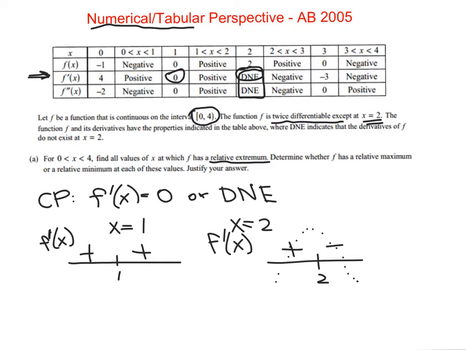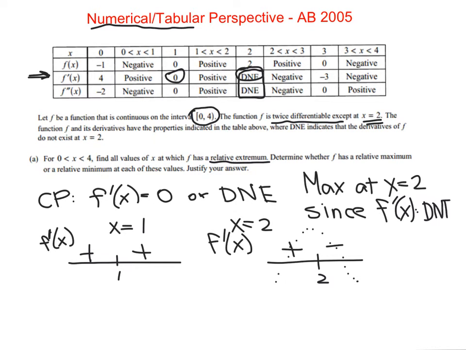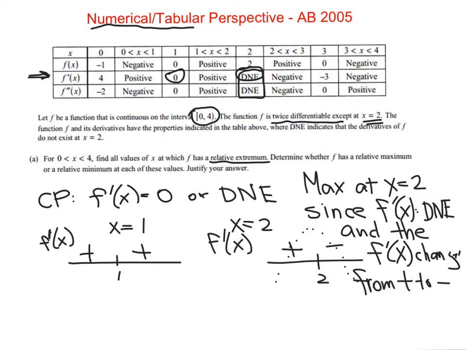So we would say then that we have a maximum at x equals 2 since f prime of x is D and E, and the sign of f prime of x changes from positive to negative at that point. Okay, great. Now let's go on to part B.